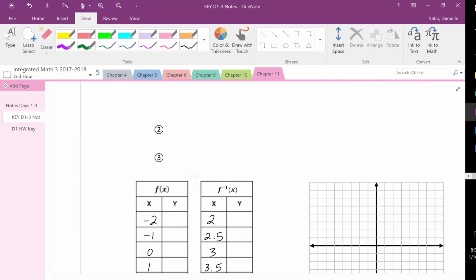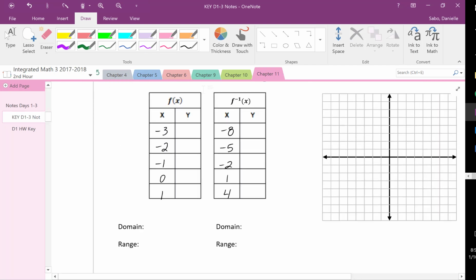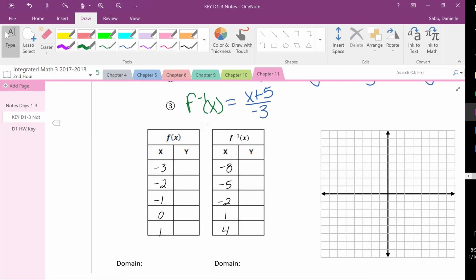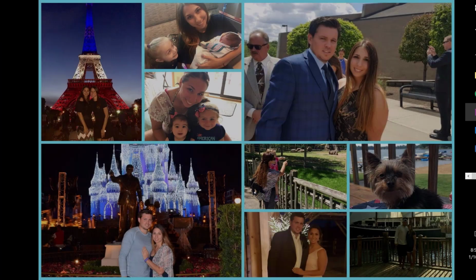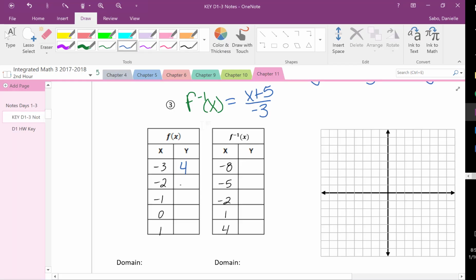If you need help, please let us know. Ms. Markowitz will come and help you out with that. For the first one, you should have got 4, 1, 2, -2, -5, -8.